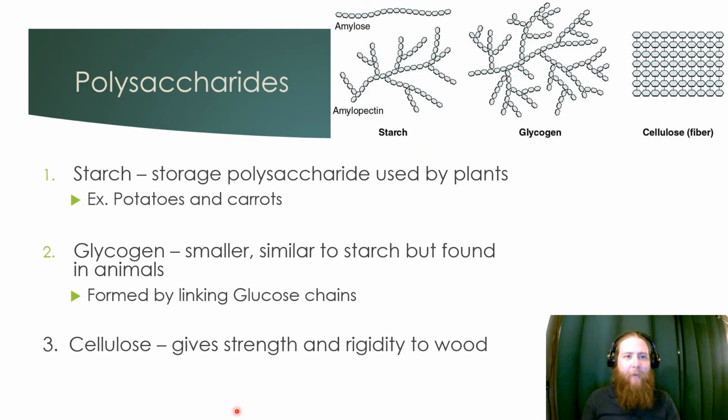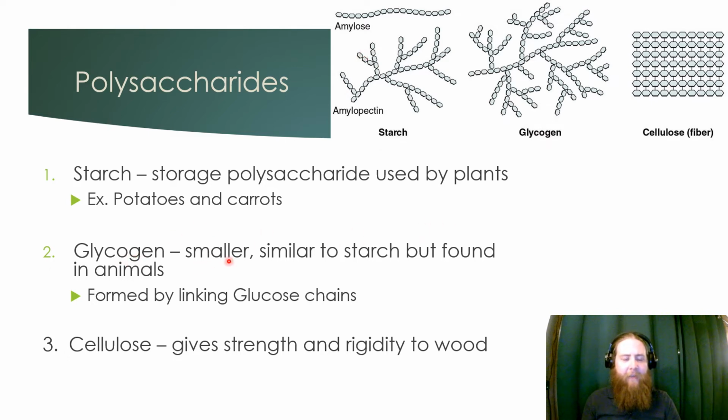All right, so on this slide, we're going to talk about 3 important polysaccharides, or many sugars, that you need to know. The first is starch, and this is a storage polysaccharide used by plants. It has this long branching structure here. This is what is used in potatoes and carrots. It allows them to store a lot of energy inside of them.